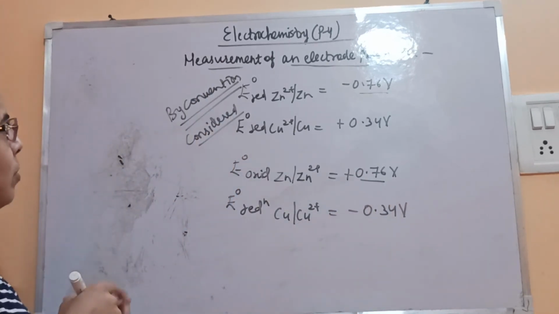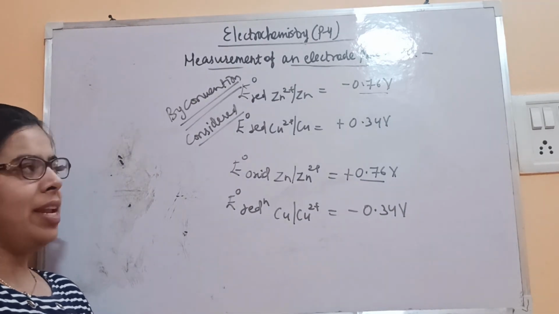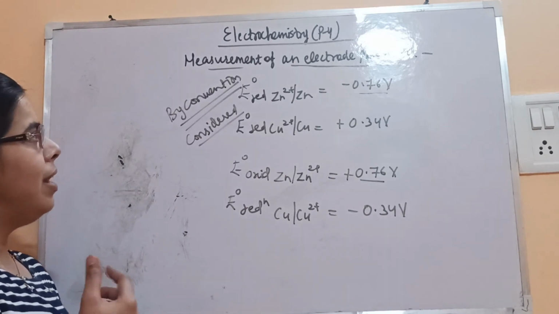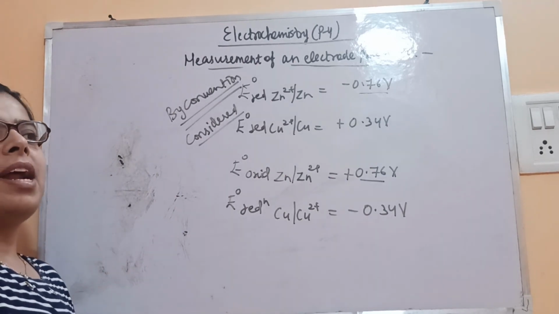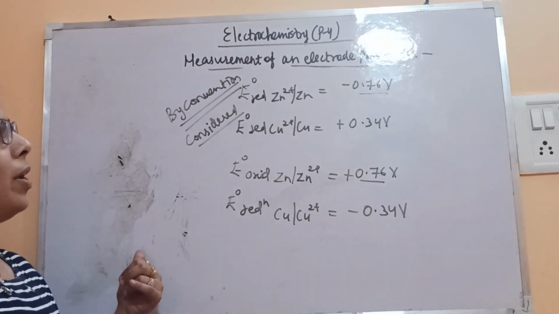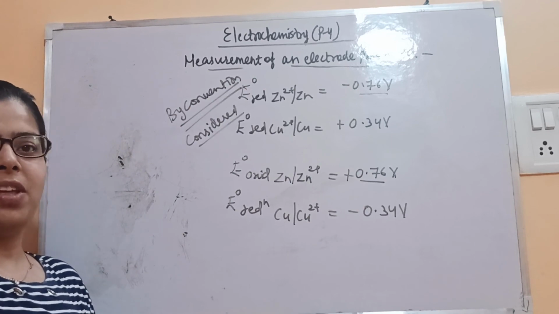So this is all about the measurement of the electrode potential. I hope I am clear with this topic. In the next class we'll meet again and start with the next topic. First we'll start with the differences between the electrode potential and the EMF of the cell, and then we'll see the electrochemical series, a very, very important part.